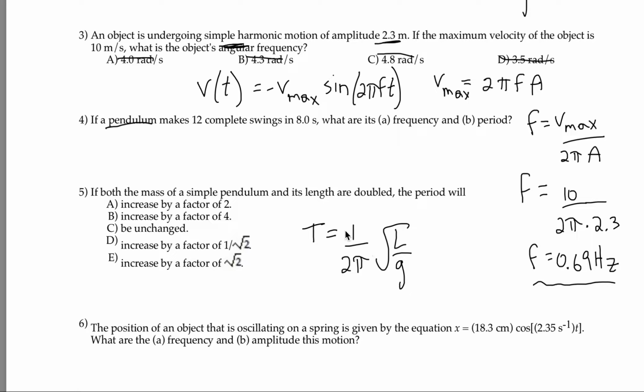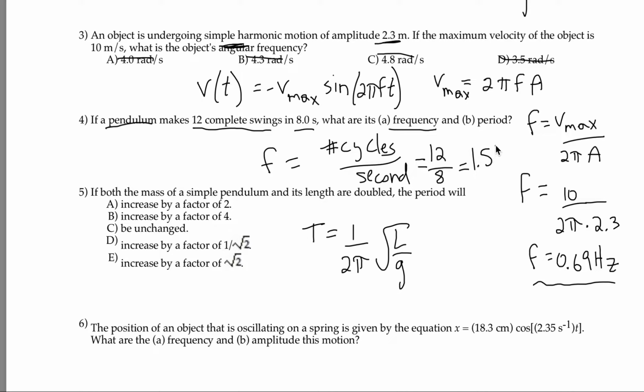But don't be too quick to write down equations that might not be related to the problem, because in this problem, it just tells us how many swings it makes and how long it takes, and you're looking for frequency. So this question is about understanding the definition of frequency. The definition of frequency is the number of cycles per second. So if you realize that that is the definition of the frequency, then all you have to do is say, well, we've got 12 cycles in 8 seconds, so the frequency is going to be 1.5 hertz.